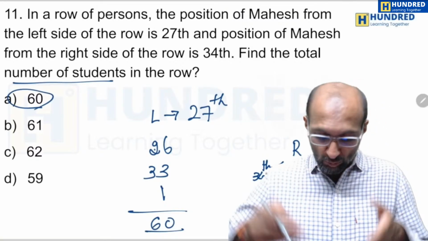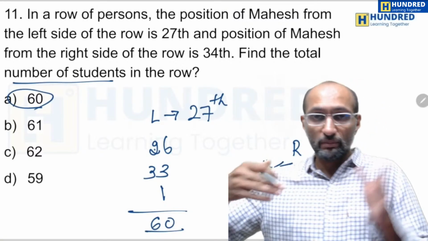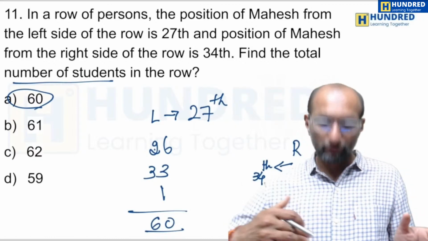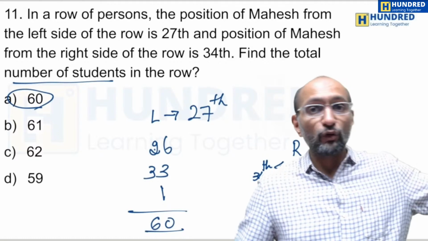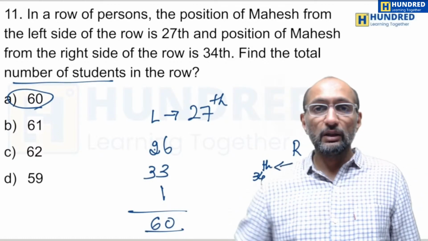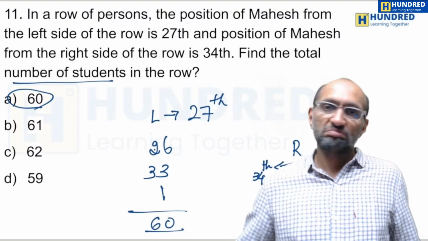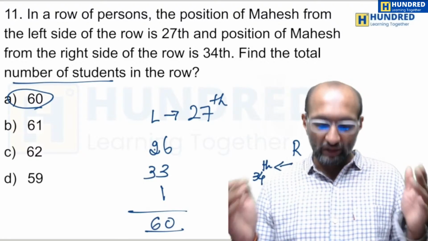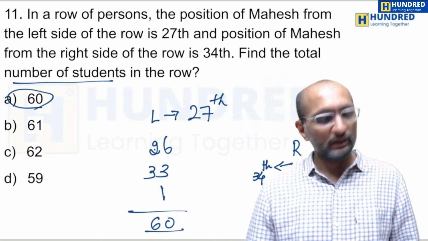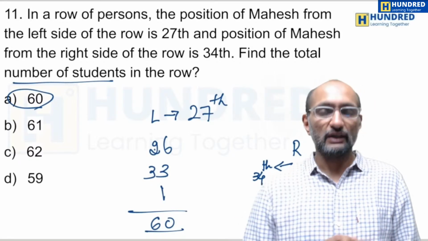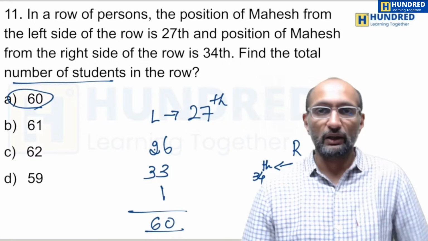Understood? 27 from left, 34 from right. What comes out? So 26 people before me, 33 people after me. That is where we find the answer. That is where it joins. That's the connection and we find the answer. Okay, understood? Excellent. Let's move on to the next problem.